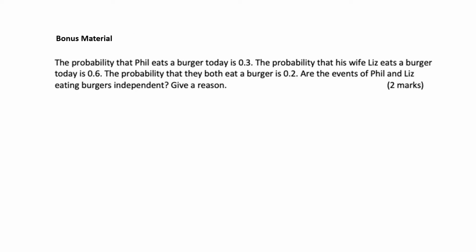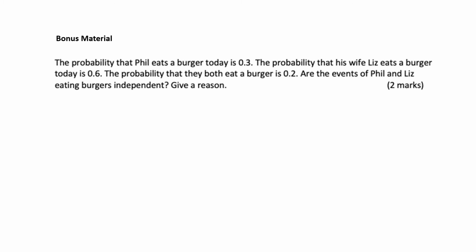Now, with this bonus material, it says that we're talking about Phil and his wife. With this question, it tells you that the probability of Phil doing something is 0.3 and that his wife doing something is 0.6. But the probability they both eat a burger is 0.2. And then it asks, are these events of both of them eating a burger independent, and give a reason.